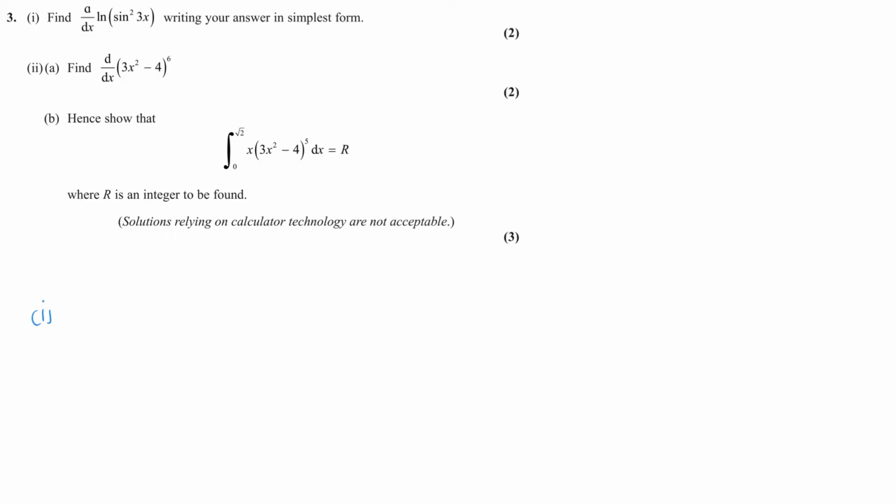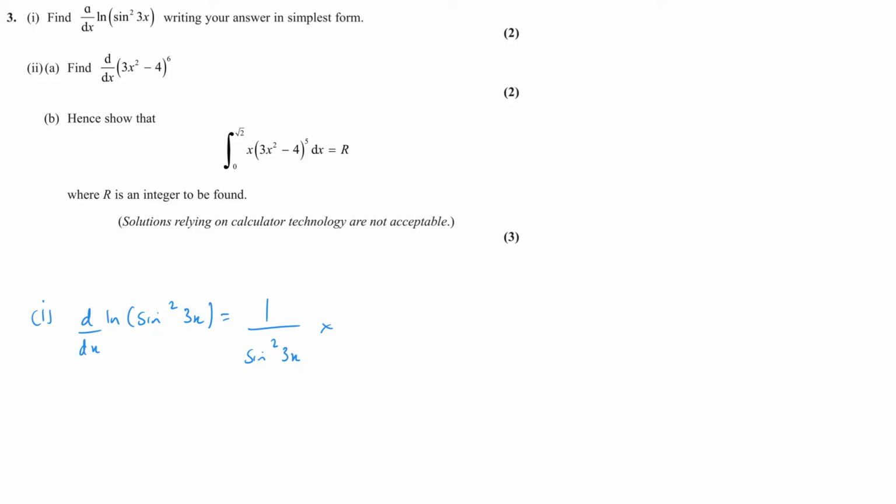Okay, to differentiate my log sine squared 3x, we are differentiating log of sine squared 3x, so that's 1 over sine squared 3x times by this differentiated.